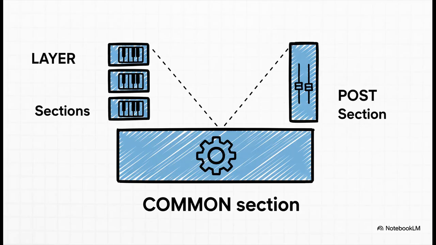And the thing that ties it all together is the common section. This is basically your global command center. It's where you declare variables, define your sample maps, set up the parameters that show up in your DAW, basically any resource that needs to be shared between your individual note layers and your final post-processing. It's the foundation for the whole project.